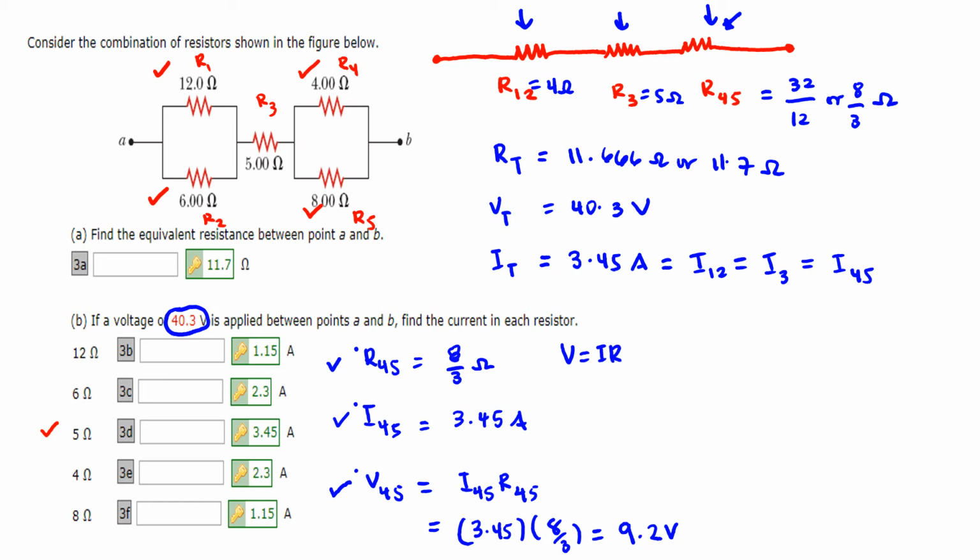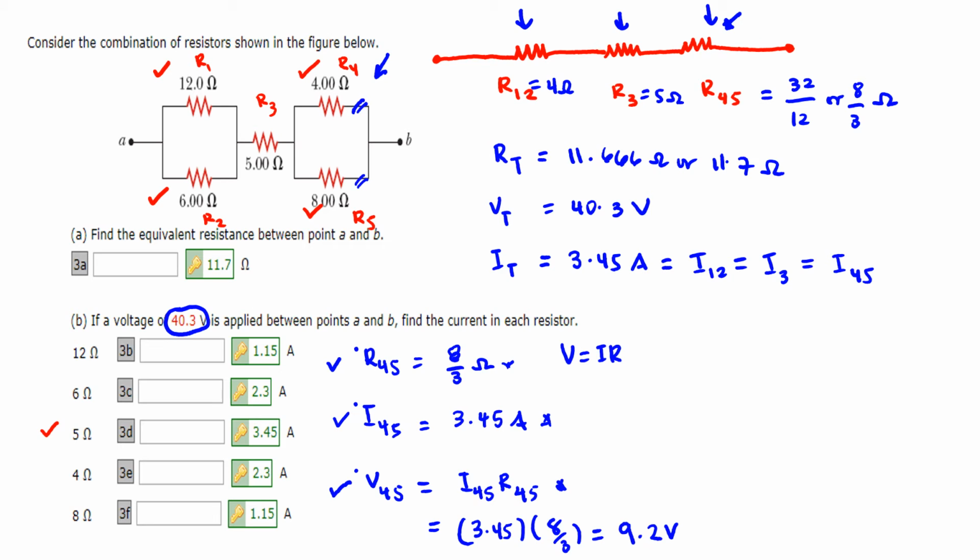Then you have to ask, what kind of combination does this R45 come from? So if we're going to look at the original illustration, R45 is actually a parallel combination of R4 and R5, and in the parallel circuit you again have to ask which of these quantities would actually be the same for 4 and 5.